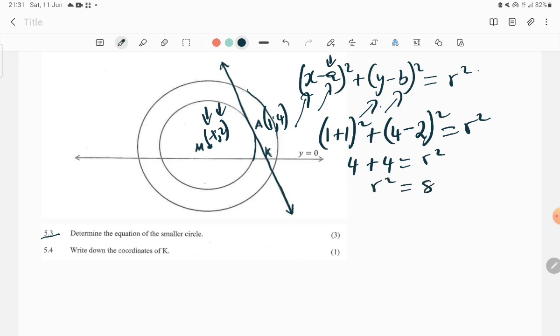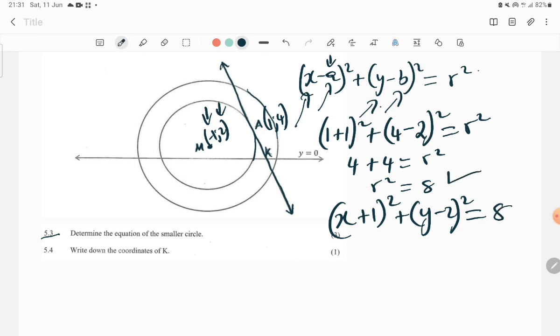So on that note, the equation of this circle will be given by (x plus 1) squared plus (y minus 2) squared is equal to 8, because r squared is given by 8. Yeah, so this is what we have. Done with finding the equation of the smaller circle.